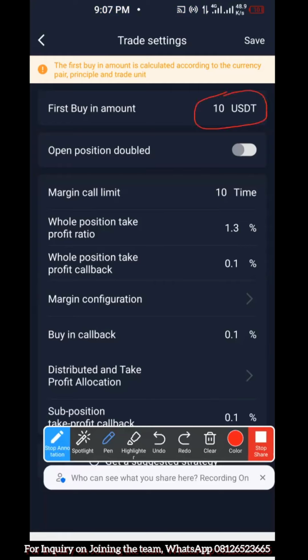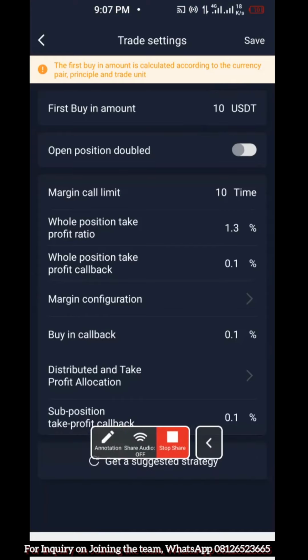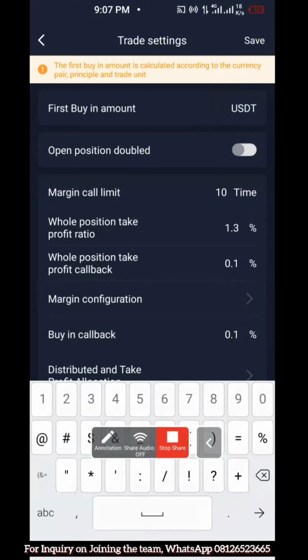The recommended one, the reason I put 10 is because 10 is easier for me to calculate. But the recommended first buy-in amount, according to Royal Q, is 15. But let's just use 10 for easy calculation there, and you will understand why I'm using 10 in this case. So if you want to change your first buy-in amount, all you need to do is click on that. You can change it to 15 if you want. You can change it to 10 if you want. Anything you want to change, you can change it from here. So your first buy-in amount is 10.